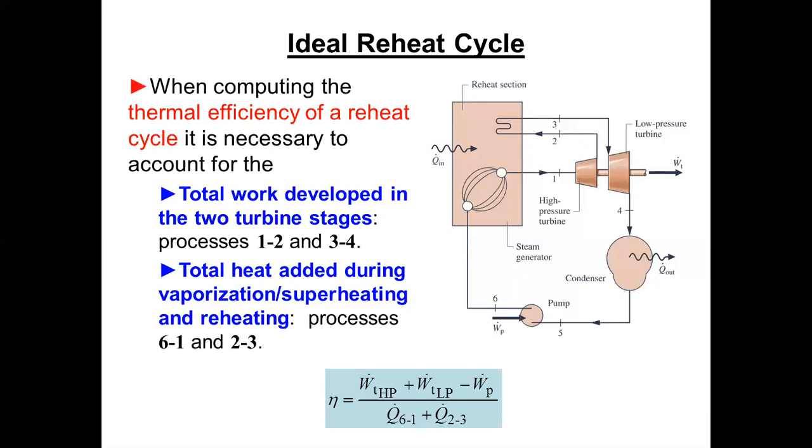And so the efficiency of this cycle is the work out of the high pressure turbine plus the work out of the low pressure turbine minus the pump work. We still just have 1 pump, over the 2 heat additions, Q dot 6 to 1, which is the main steam being generated by the boiler, plus Q dot 2-3, which is the heat added in the reheat heat exchangers.